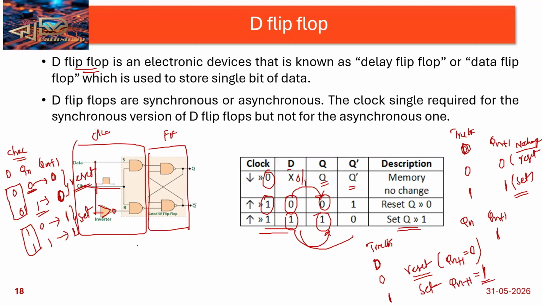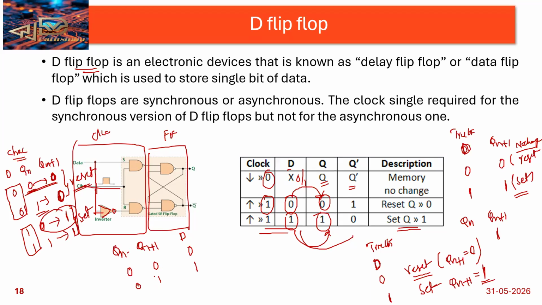So then based on this, we are writing the excitation table: Qn, Qn plus 1, and then D value. So this is reset condition. Qn is 0 or 1, and Qn plus 1 is getting 0 only. This is set condition. Qn is 0 or 1, that Qn plus 1 will set to 1 only. Then check the condition 0 0 case. What is the value? D value 0.